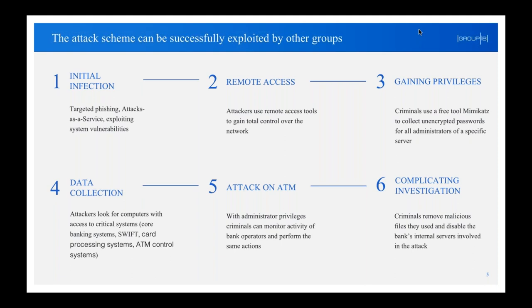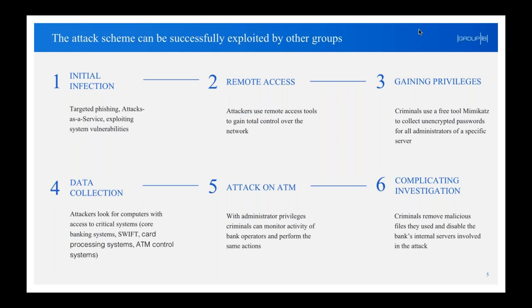After they have control over the network, their step three was to gain additional privileges. Through the course of today's presentation, you'll understand, and I think you have already from our report, that in all cases, the tools that they used were publicly available tools. So in gaining privileges, they used Mimikatz to escalate their privileges. After step three, step four is data collection.